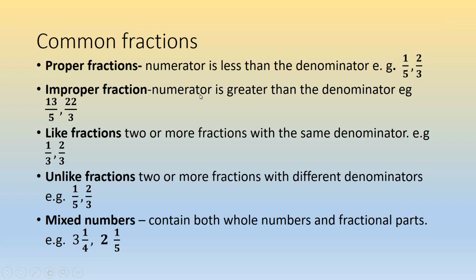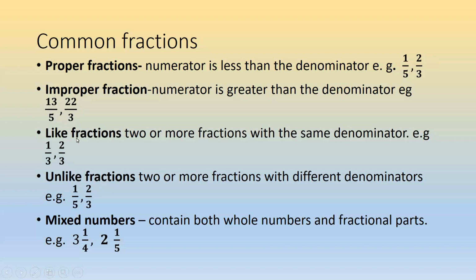And then the improper fractions, the example here we have 13 over 5, we have 22 over 3. You realize that for the improper fractions, we have the numerator to be greater than the denominator. So you realize 13 is greater than 5. So this is an improper fraction.